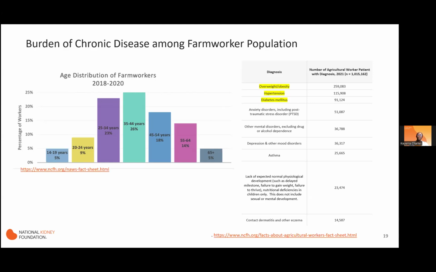And you'll also notice that many farm workers have a diagnosis of obesity, hypertension, and diabetes. Over 24% of people with hypertension have CKD, and a little over 40% of people with diabetes have CKD, which are the risk factors we most associate with chronic kidney disease. You'll also notice that kidney disease is not listed here, but that doesn't necessarily mean that there isn't a concern for this population.